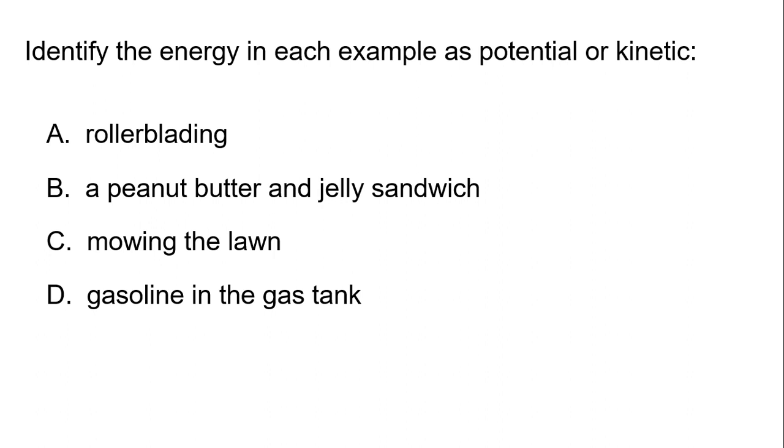So let's take a look at these and determine if they are potential or kinetic. Rollerblading, that is an activity, so that's kinetic. Peanut butter and jelly sandwich, it's food. When you eat it, it would be potential energy until you need to use that energy. Mowing the lawn is an activity, so you're being active, that's kinetic.